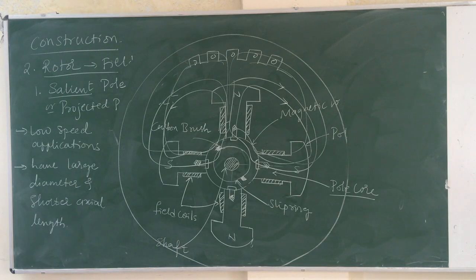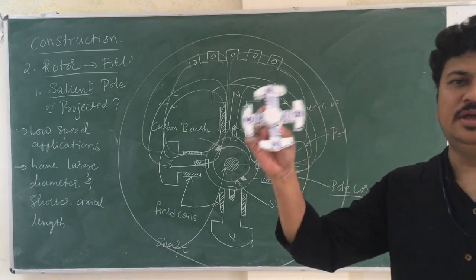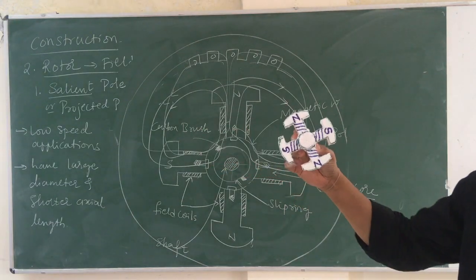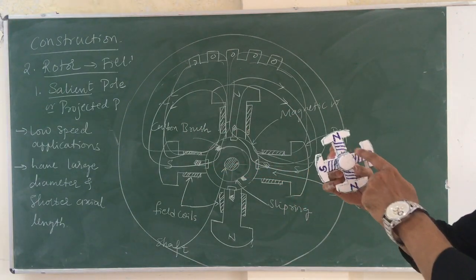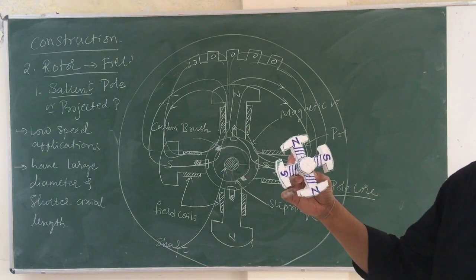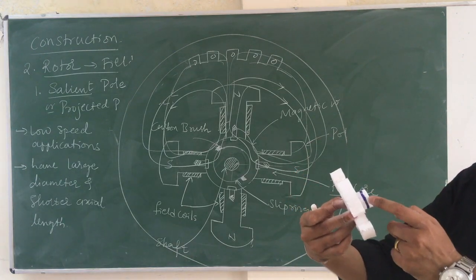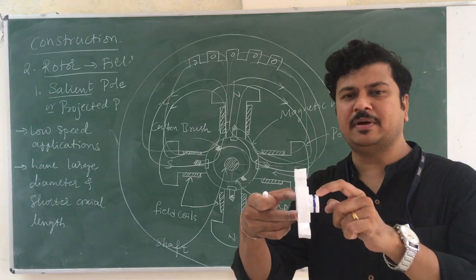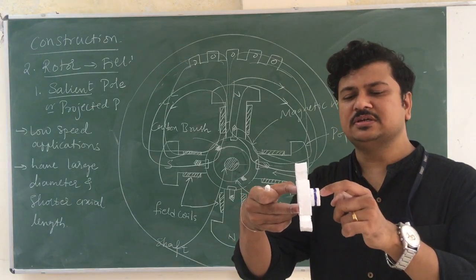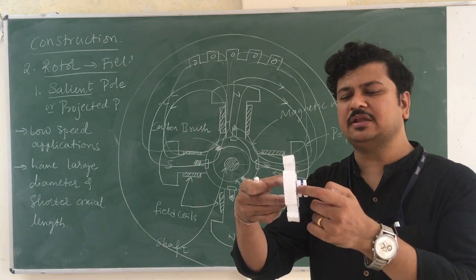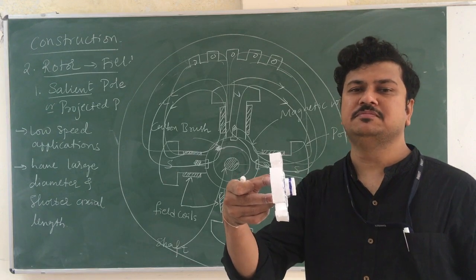Before we go to that part, you can see how the poles will look like. This is a salient pole rotor, and the blue lines you are seeing are the windings. This is the winding, and these two white strips separated by a blue line: one is the slip ring for the positive terminal, the other is the slip ring for the negative terminal.